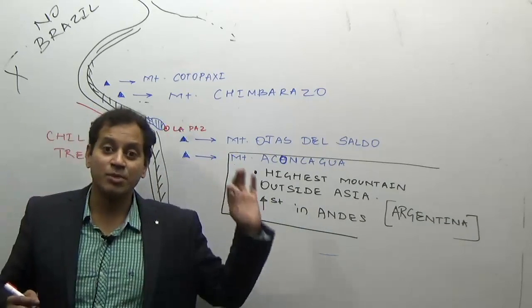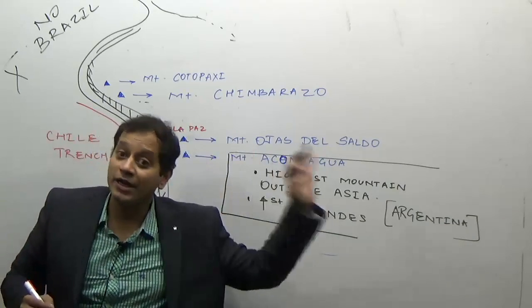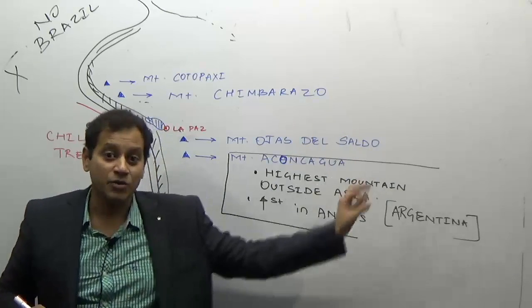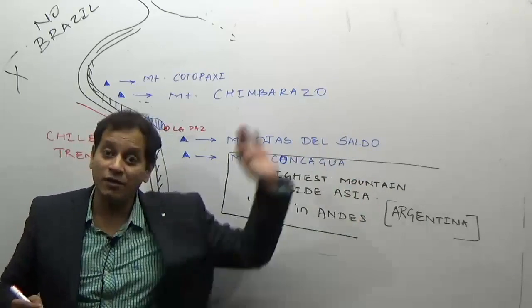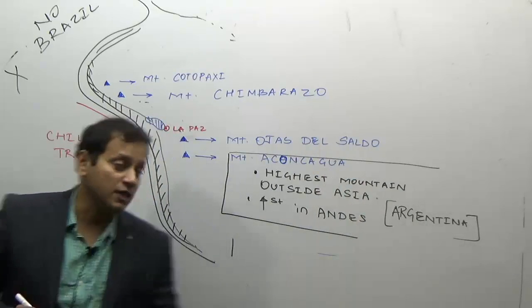So the highest mountain outside Asia lies in which country? In Argentina. In which continent? In Latin America. In which mountain system? In the Andes mountain system, which are cousins of the Himalayas. That is, they are young fold mountains of the world.